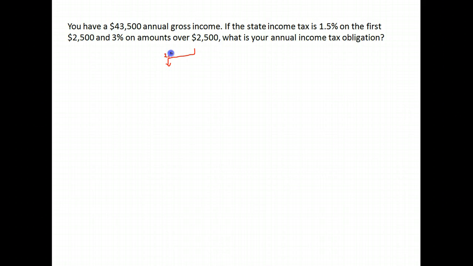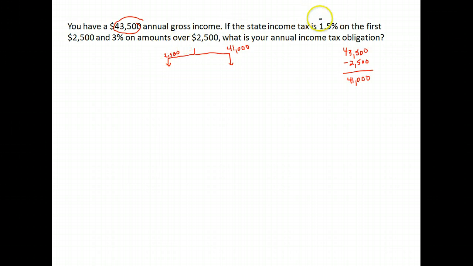We have the first $2,500 and then we have everything else that's left over after that. So let's take a look. What's left over after the first $2,500? Well, we started with $43,500. So if we subtract the first $2,500 from that, we're left with $41,000. So our taxes are going to be taken in two different places. The first $2,500 and then the next $41,000.